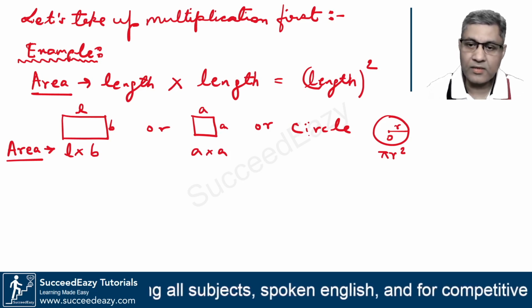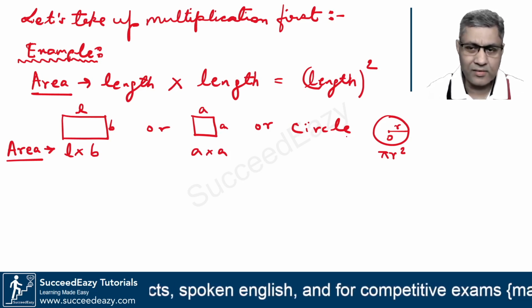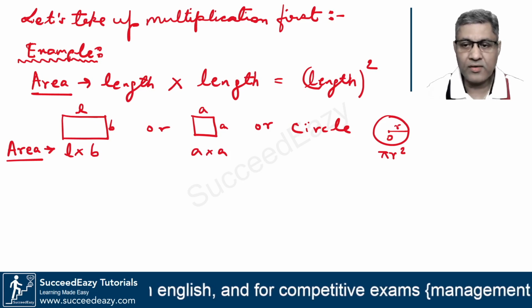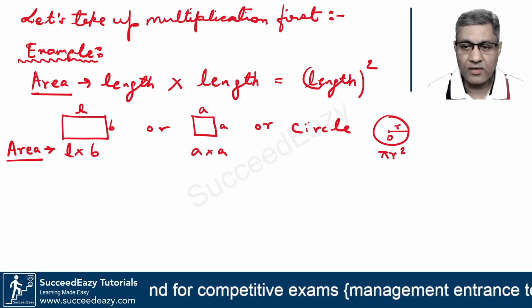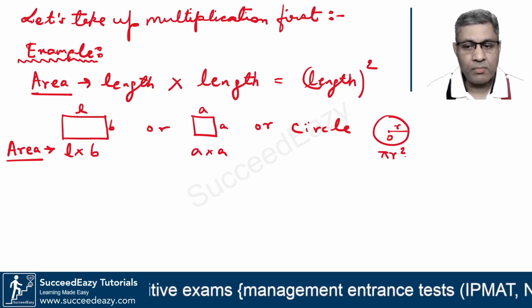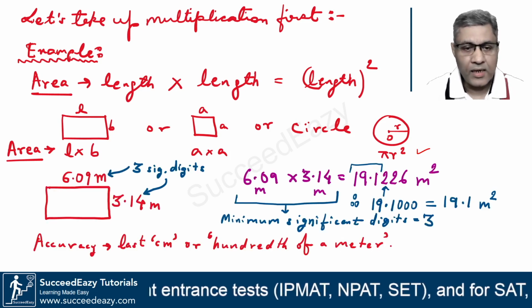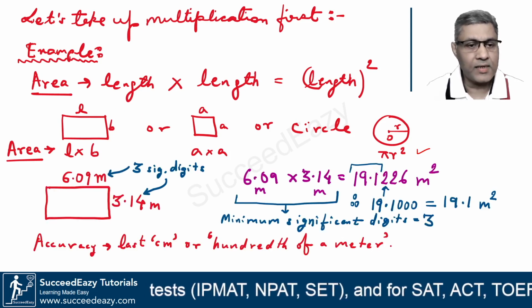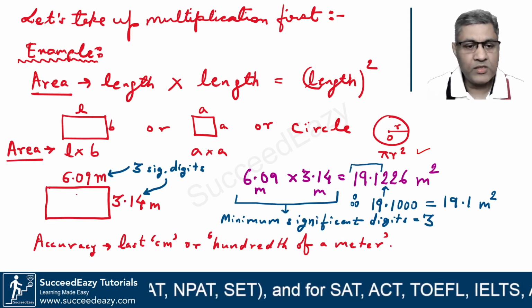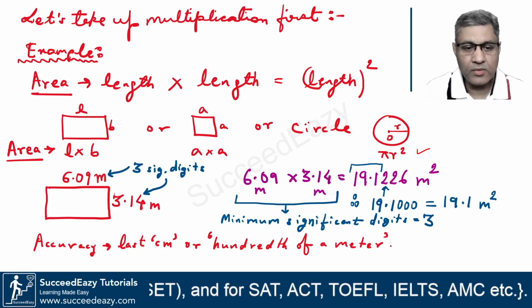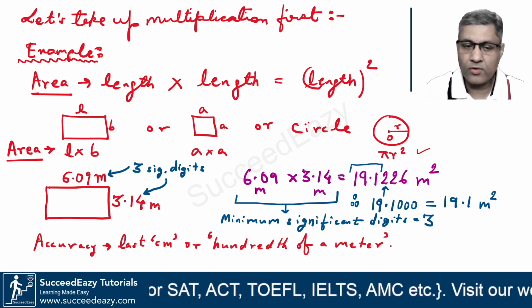Let's say the simplest figure that comes to my mind is a circle. If this is the radius and this is the origin, then the area would be given by pi r square, right? So the point here is that let's take one simplistic example. Let's take a rectangle which has length equal to 6.09 meters and breadth equal to 3.14 meters.